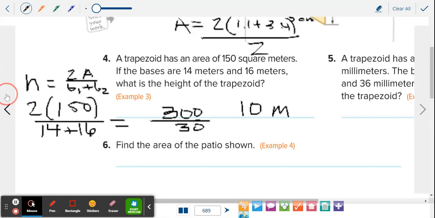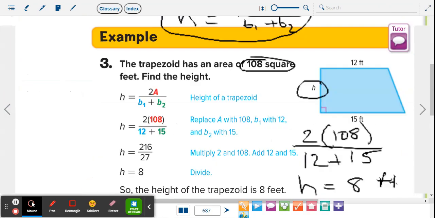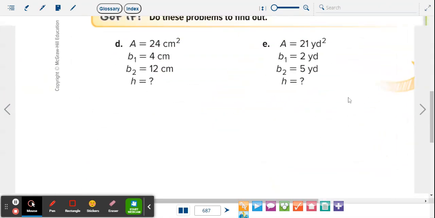So go back. And I want you guys to try to do D and E. So all you're doing is finding the height. So use that same formula. 2 times the area divided by base 1 plus base 2.